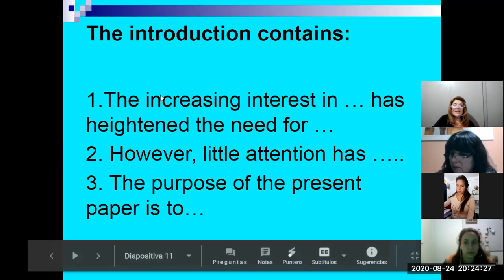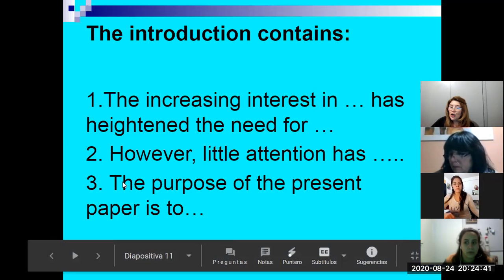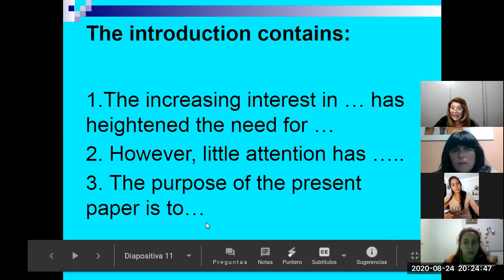Set the territory, number 1. Number 2, find the gap in the information. I empiezo con however. Number 3, the purpose. What you're specifically going to deal with in your paper. Okay. Is it clear?